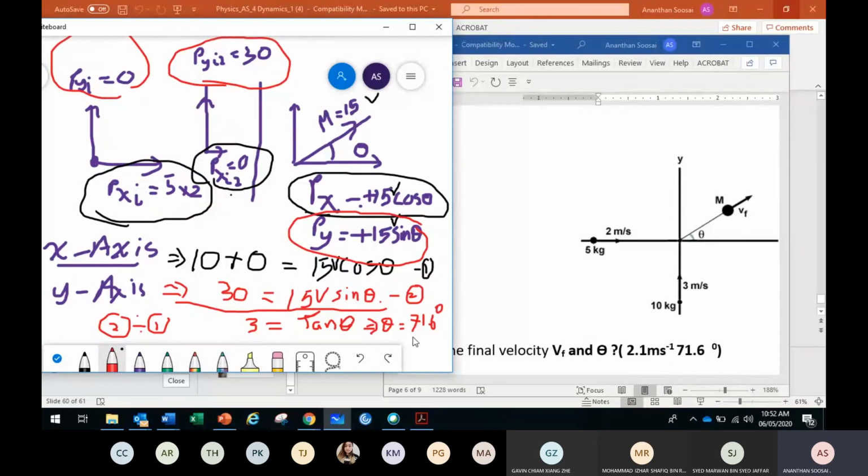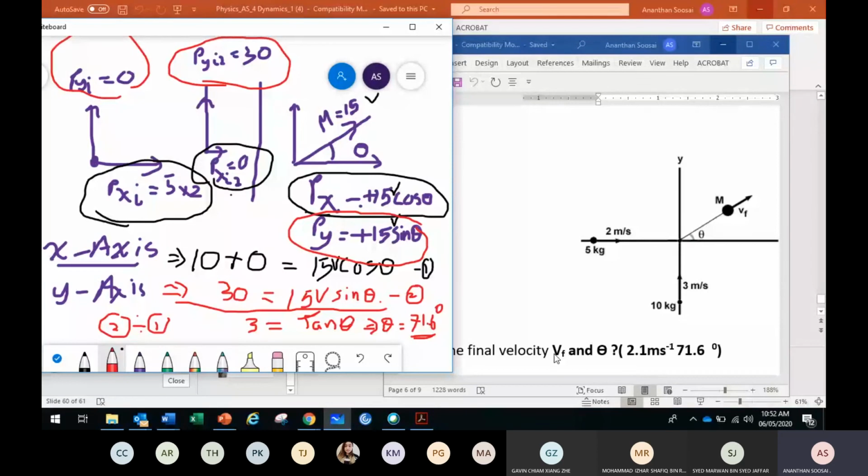Everyone? You get 71.6. Okay, I think now you can chat because I changed the setting again. You can chat. So all of you got 71.6? Anyone got a different answer? So all of you got the same answer.